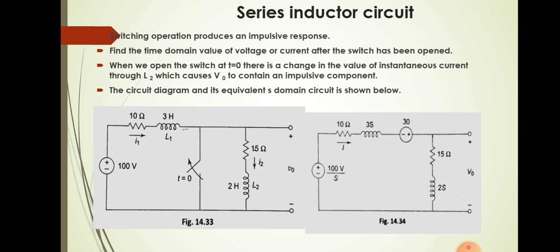At that time we will find out the voltage value or current value, and when we open the switch at time t equal to 0, there is a change in the value of the instantaneous current through the L2, which causes V0 to contain an impulsive component.